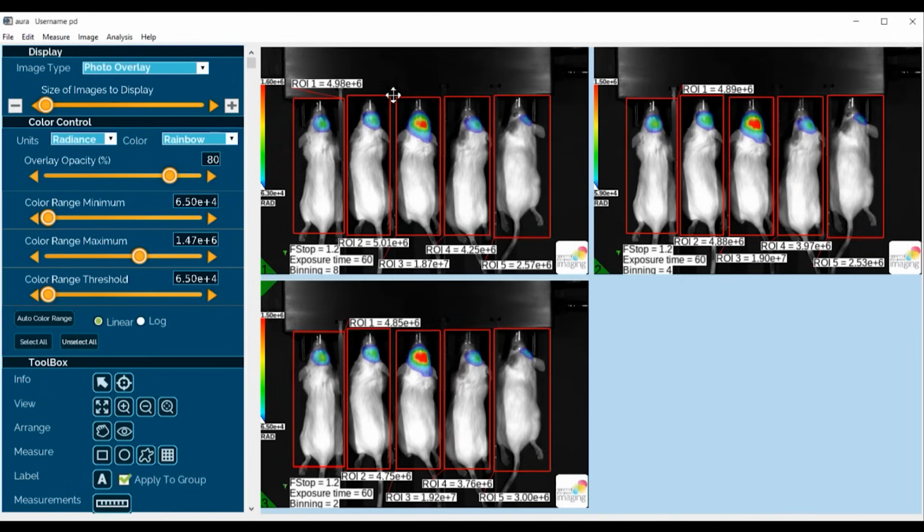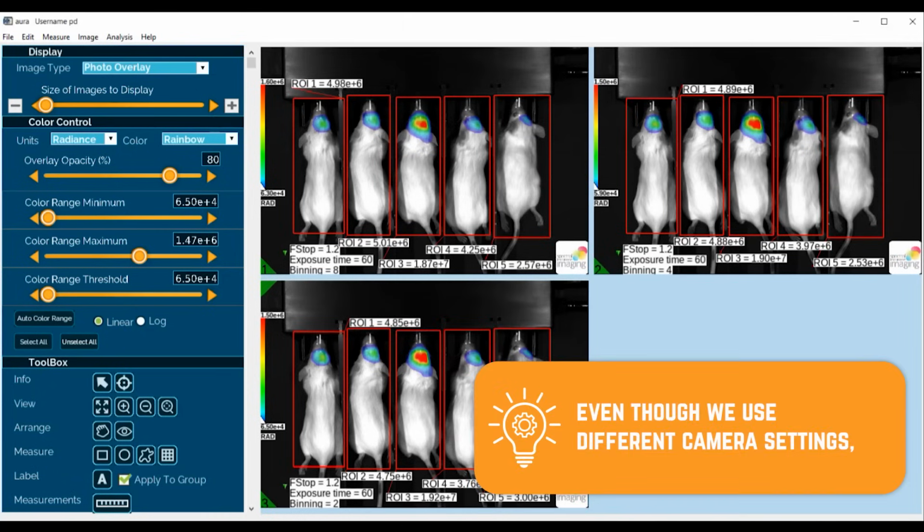4.98 times 10 to the 6, for example, ROI1. ROI1 here is 4.89 times 10 to the 6. This demonstrates that even though we use different camera settings, we have the same photons per second.